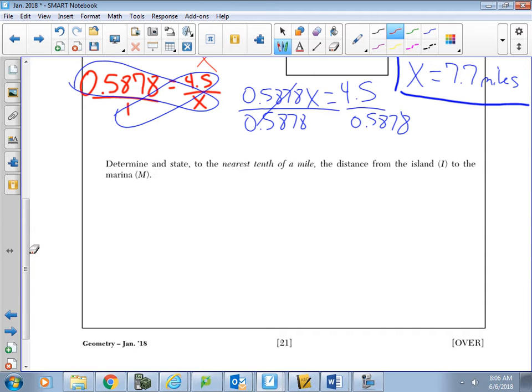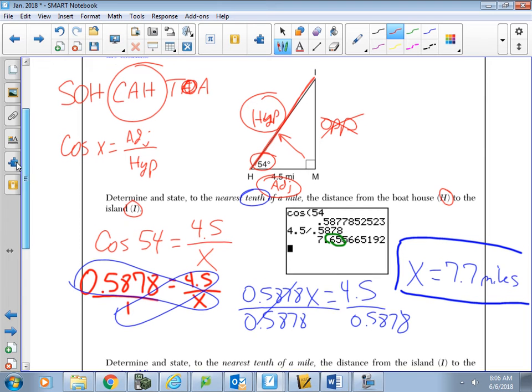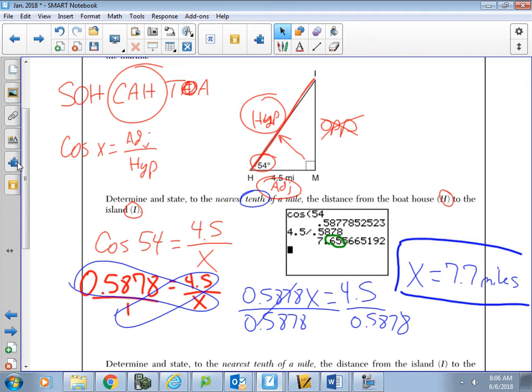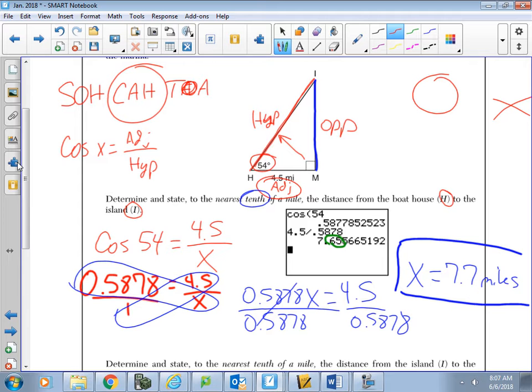Now it says determine and state to the nearest tenth of a mile the distance from the island to the marina. So that's just going to be this, what I'm about to outline in blue. Now, based on our angle, again, we have our opposite, and in this case I'm going to move this little x here, because we actually are looking for our opposite. We have the adjacent, so the hypotenuse is not going to figure in. That means we're going to be using opposite and adjacent. That's going to be tangent.